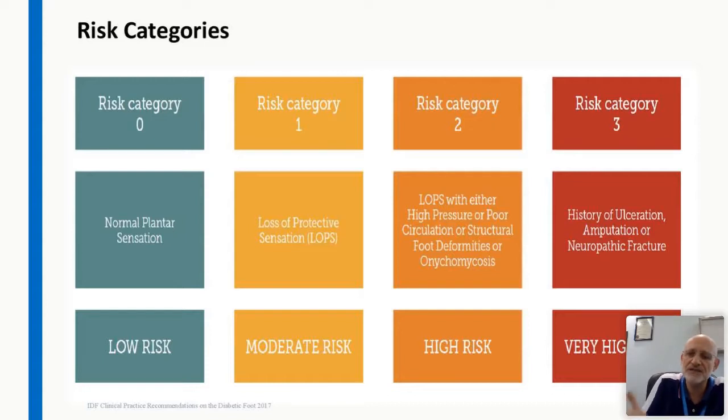So certainly somebody with a history of ulcer, amputation, and/or neuropathic fracture or neuropathic pain, those are considered very high risk. A patient with normal sensation is low risk. A low risk patient should be followed every 12 months. A moderate to high risk patient should be seen every 3-6 months and examined. A very high risk patient probably should be seen every 2 to 4 weeks, especially if they have active or non-healing ulcers.